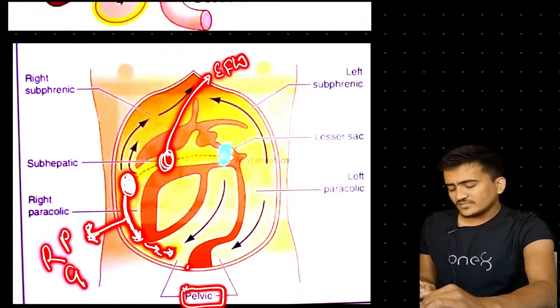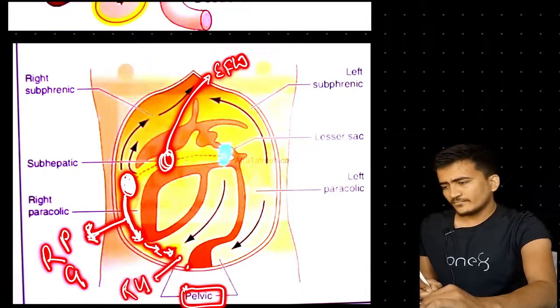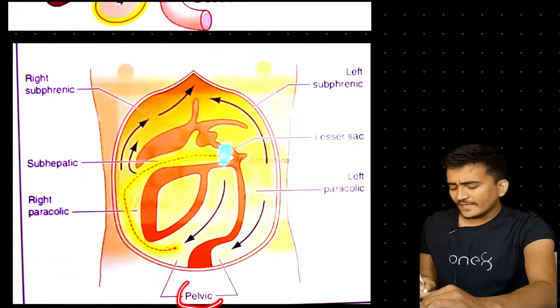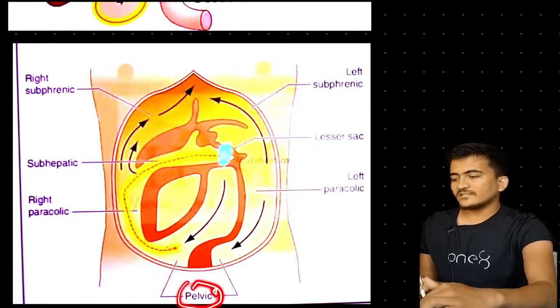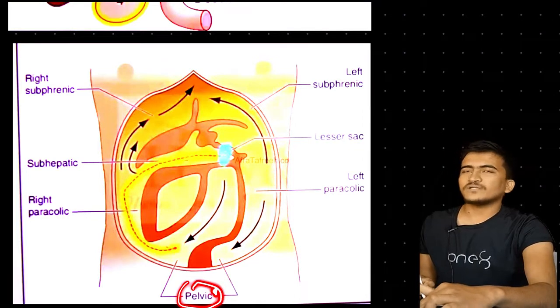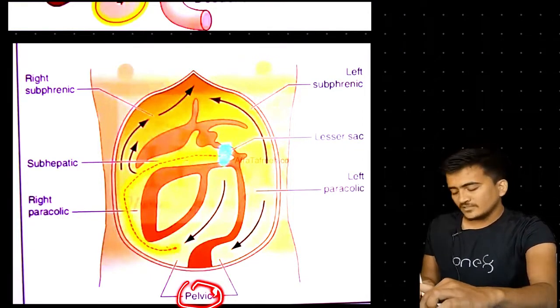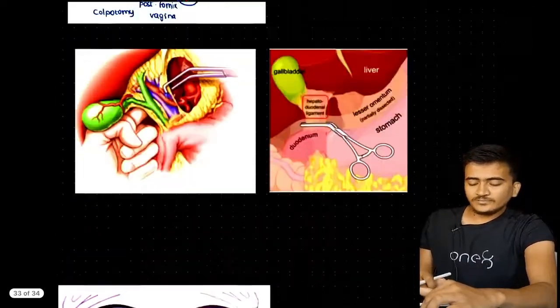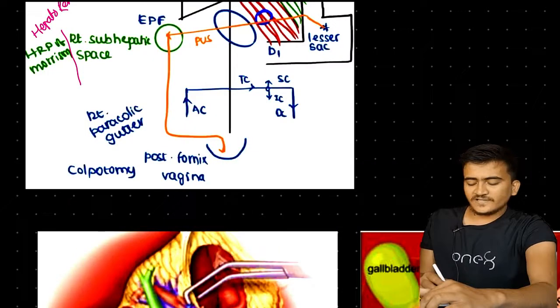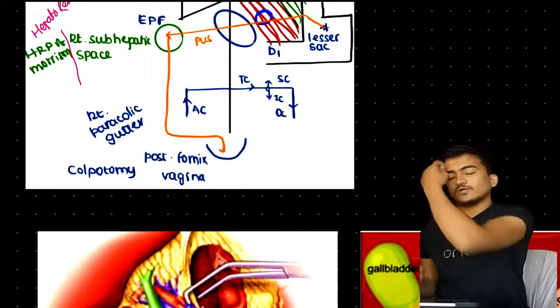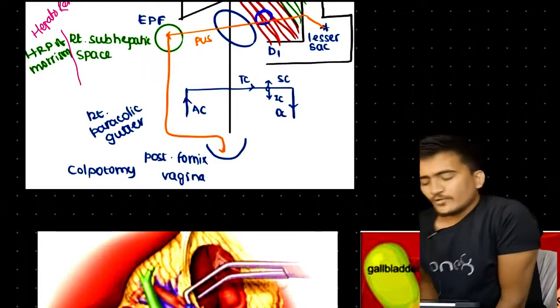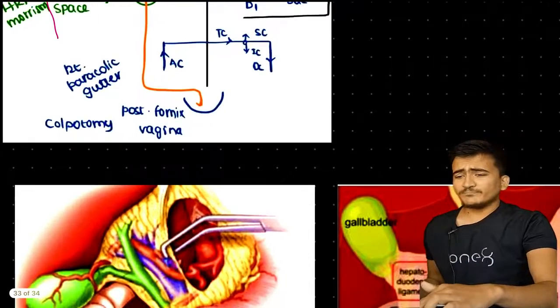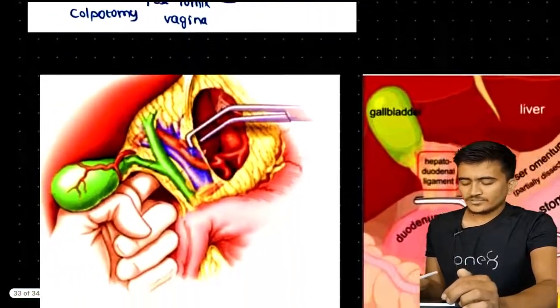And what is this specific region called? This specific region is called the recto-uterine pouch of Douglas. Now here it will form a pelvic abscess, and that pelvic abscess is removed transvaginally or transrectally. We removed it earlier transvaginally in this diagram, and that is colpotomy.